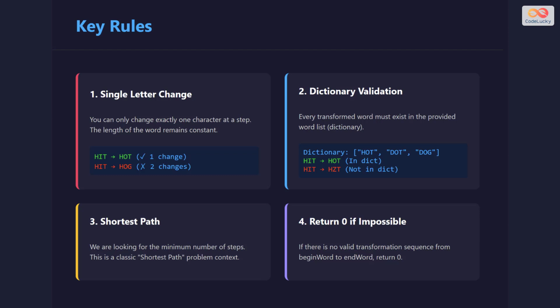There are strict rules for how you can transform words. First, you can only change exactly one letter at a time. Second, every intermediate word you create must exist in the provided dictionary. If you cannot reach the endWord, the answer should be 0.